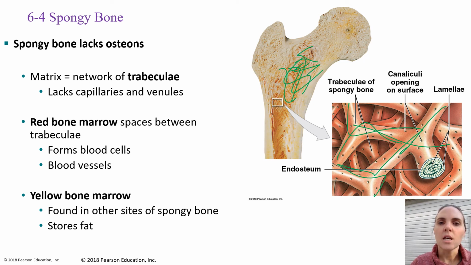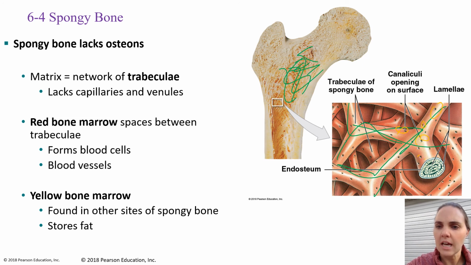Instead, in the epiphysis of long bones and the interior of large bones like the sternum and ilium, we have red bone marrow, and that's what forms blood cells. Blood vessels within the marrow deliver nutrients to osteocytes in the spongy bone by diffusion across canaliculi that open onto the surface of trabeculae, and you can see those as little holes here in our picture.